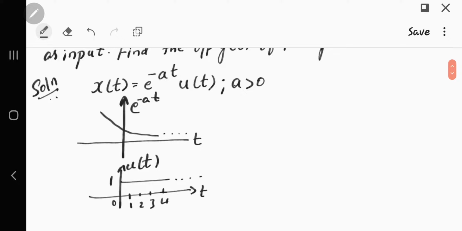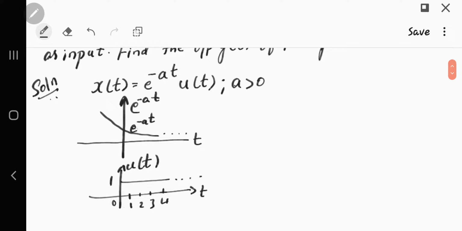I have written decaying exponential because it is given e power minus at and a takes positive values only. If you substitute a is equal to 1, 2, 3, whatever it is, it will be e power minus t, 2t, 3t, like that. So this will be a decaying exponential. The entire signal at any point has value e power minus at, and a takes only positive values.